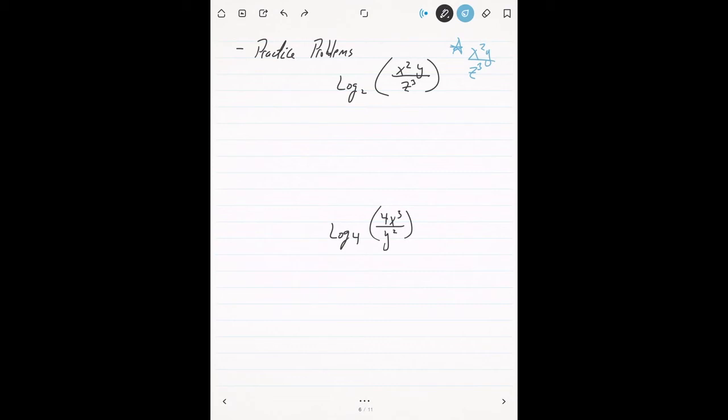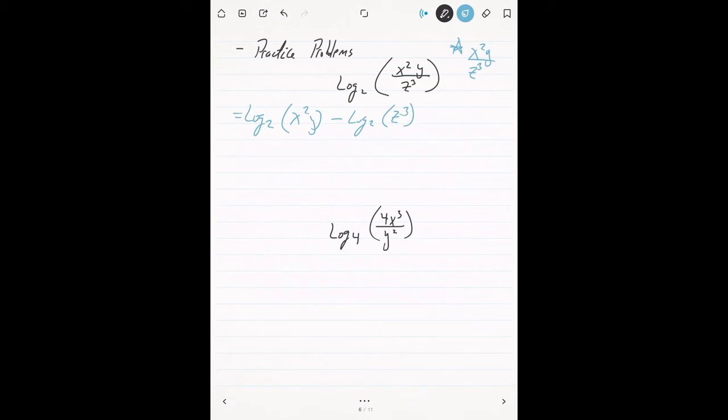Next, let's rewrite this using the division property, okay? Because, hey, it's a fraction. Before I do anything, I better separate the numerator and the denominator. So let's say that this is equal to log base 2 of the numerator, x squared y, minus log base 2 of the denominator, z cubed, okay? So we've separated numerator and denominator.